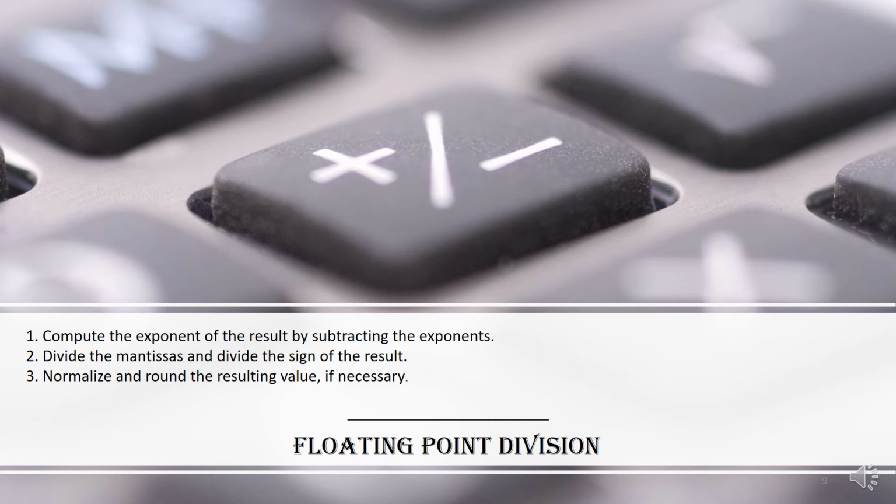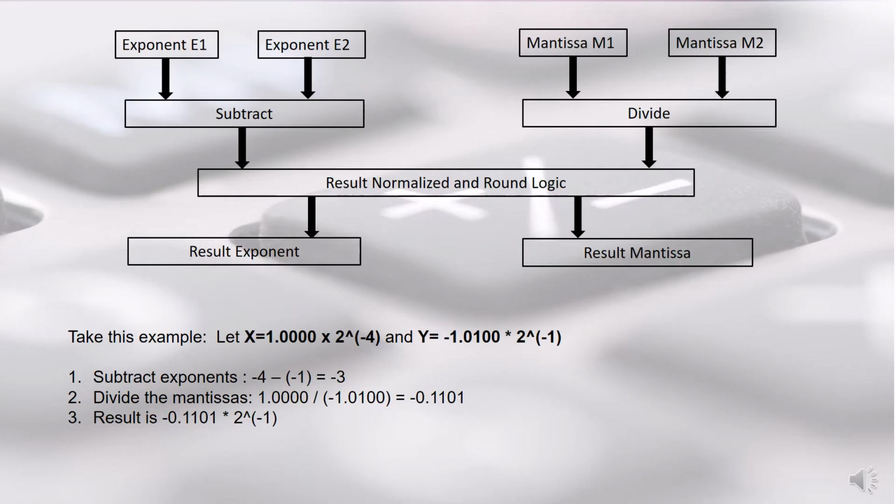The third step is to normalize and round the resulting value if necessary. The next slide will have an example to illustrate these steps. Here is a schematic diagram that sums up all the steps of the floating point division. So let's take this example and apply it on the schematic diagram.